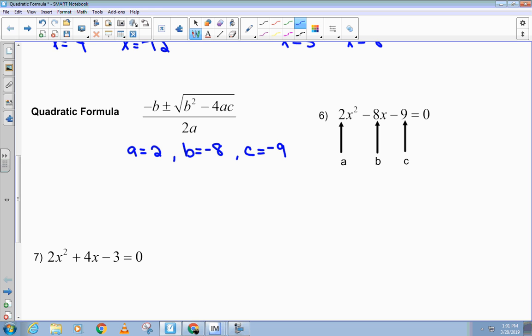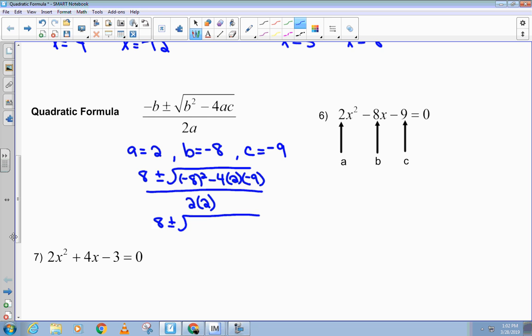So this becomes a positive 8 plus or minus, and then you're going to do negative 8 squared minus 4 times A, which is 2, times C, which is negative 9, all over 2 times A, which is 2. Okay? Now, we can plug this into our calculator, but I recommend simplifying it first. That's a lot of mess to put in there, and you want to make sure that you put it in there correctly.